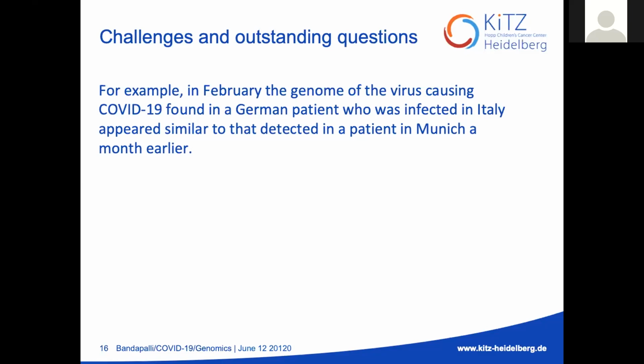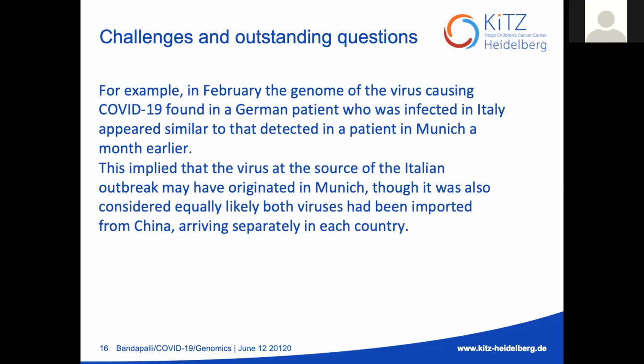Germany was coming to almost a top 5 situation. Now it has come down, but it was kind of a panicky situation. So this implied that the viruses at the source of the Italian outbreak may have originated in Munich, though it was also considered equally likely that both viruses originated in China, but that they separately arrived in the country.